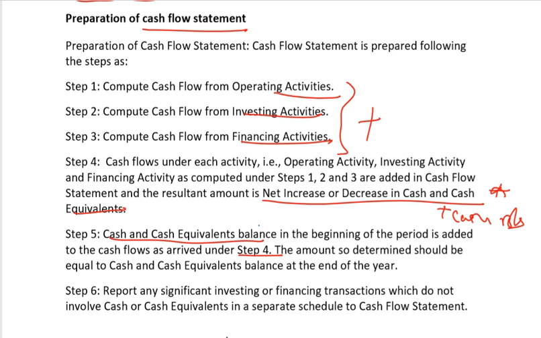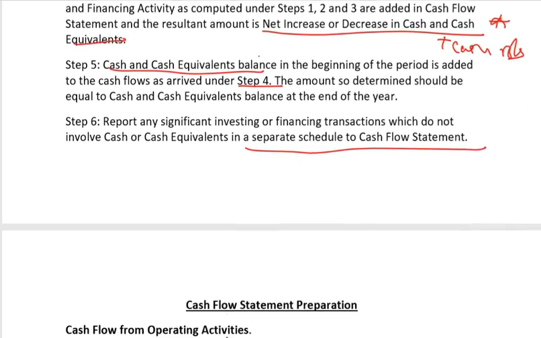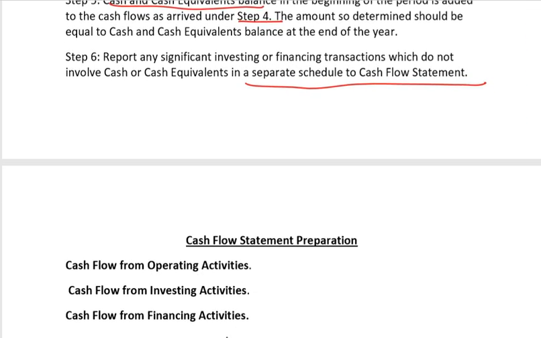If any items are reported as significant investing or financing transactions which do not involve cash or cash equivalents, in the separate schedule of the cash flow statement, we have to disclose all that information. So if there is no cash flow, we can show it through the separate schedule in the cash flow statement. So we are getting a little idea relating to that.